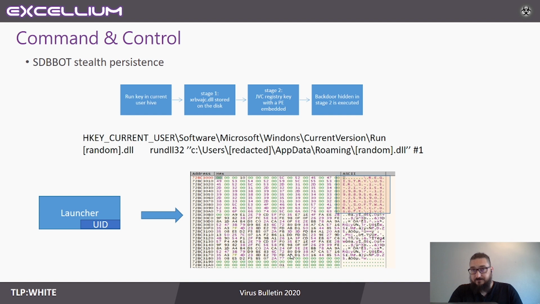So how does it work? First, the persistence is done simply by using the CurrentVersion Run key. There is a value with a random name, and in this case the DLL was xrbvagc.dll, and rundll32 is used to execute this DLL. The DLL by itself contains the configuration of the location of the SDB bot in the registry. It contains the path in the registry, but also the UID of the user. So if you have a launcher, it is unique per user.